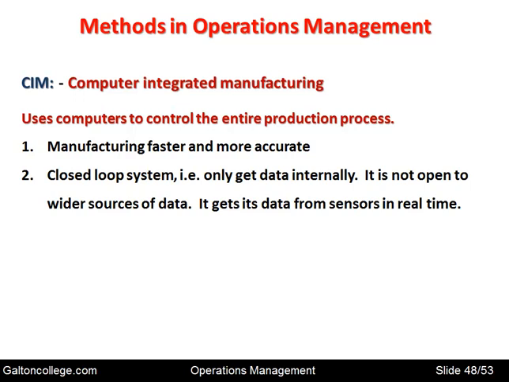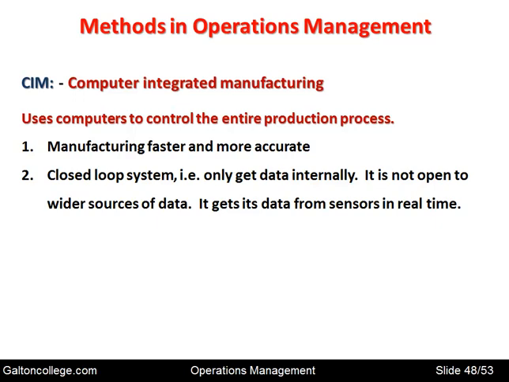And it's a closed loop system. Only get data internally, so it can't be corrupted. It's inside the factory. The factory contains all the information. It contains the machines and the computers and the data and the algorithms that the computers follow. It's all held internally. It is not open to wider sources of data.